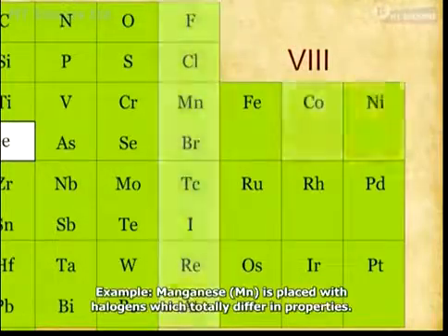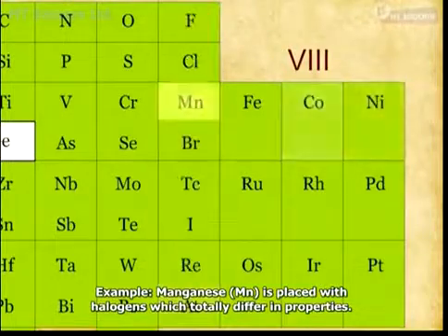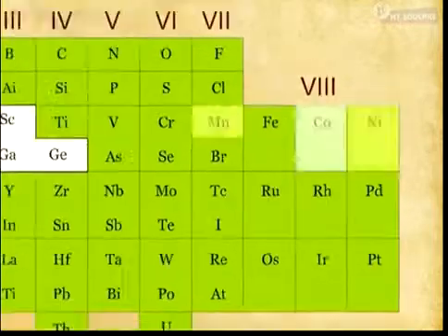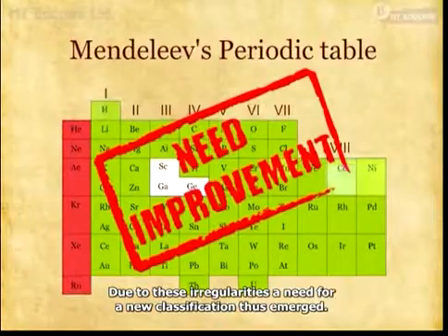Also, some elements placed in the same subgroup had different properties. For example, manganese, Mn, is placed with halogens which totally differ in properties. Due to these irregularities, a need for a new classification thus emerged.